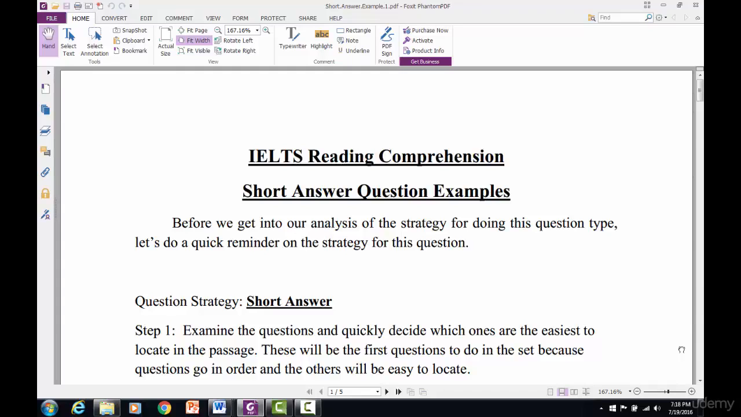You want to be able to quickly find the first question that's easiest to find, so you can get everything lined up. With our short answer questions, we look at the keywords in the question, then look at the sentence that has those keywords, and then we can find our answer. And make sure you pay attention to the directions, okay? The directions will say write 1 word or write 2 words or write 3 words, and it's really important that you pay attention to the directions.